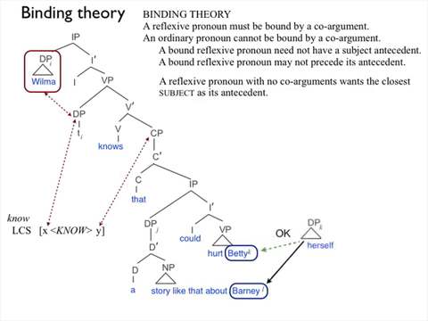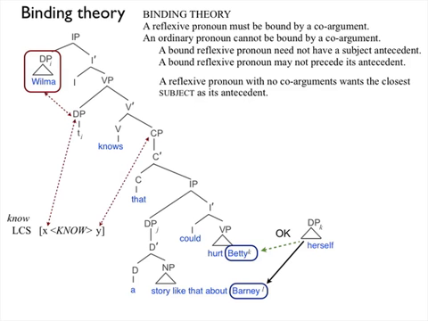Herself seems to be fine here, right? A story like that about herself could hurt Betty. Wilma knows that a story like that about herself could hurt Betty. It seems to be okay to put herself there and go with Betty, right? But her would go there as equally well, right?